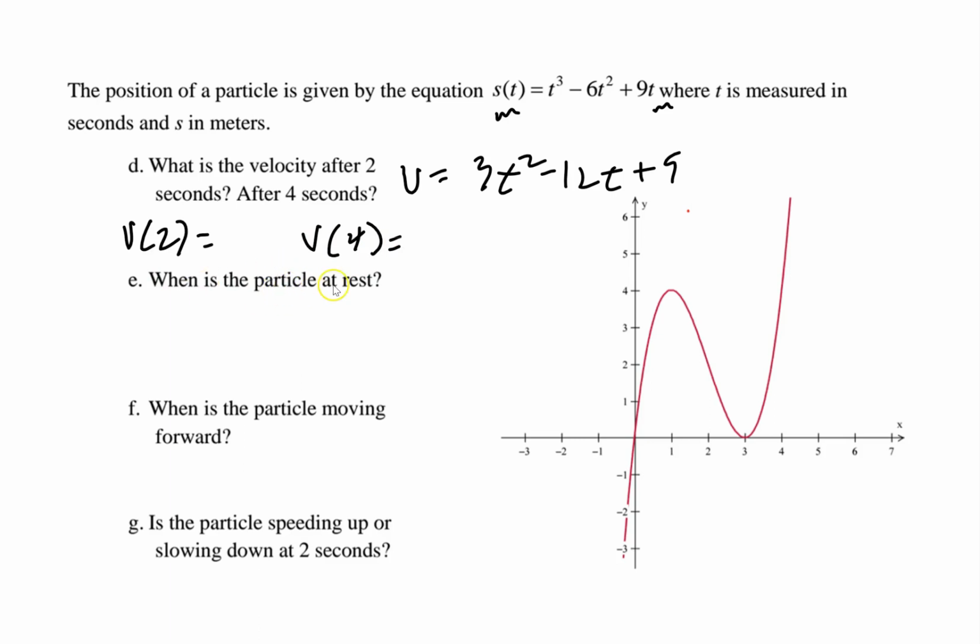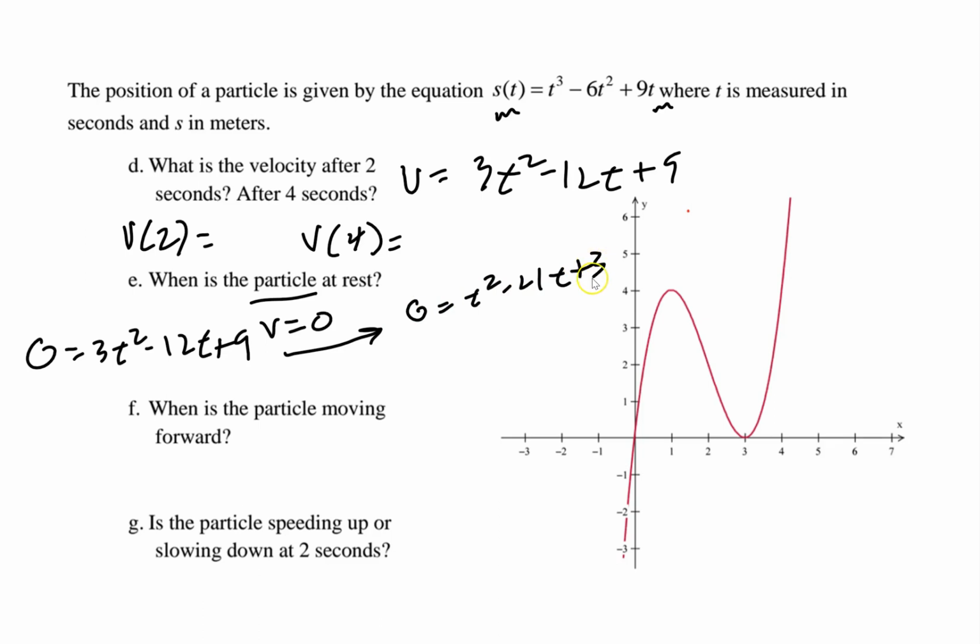When's the particle at rest? Now again, we're talking about movement here. When are you not moving? That means the velocity equals 0. Right? I'm not plugging in 0, I'm setting it equal to 0. So 0 equals 3t squared minus 12t plus 9. I'm actually going to solve this because I need it for the next one. So I'll divide everything by 3, and I get t squared minus 4t plus 3. Factor that: t minus 3, t minus 1, and I get t equals 1 and 3. So that's when you're not moving, at 1 and 3. It's moving, stops at 1 second, moves again, stops at 3 seconds.